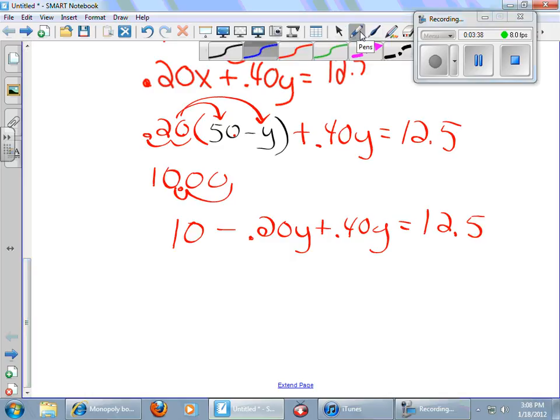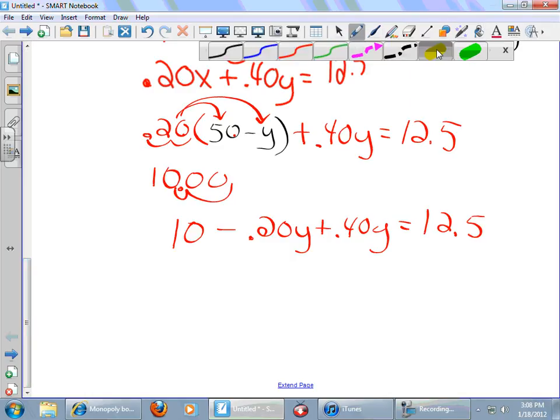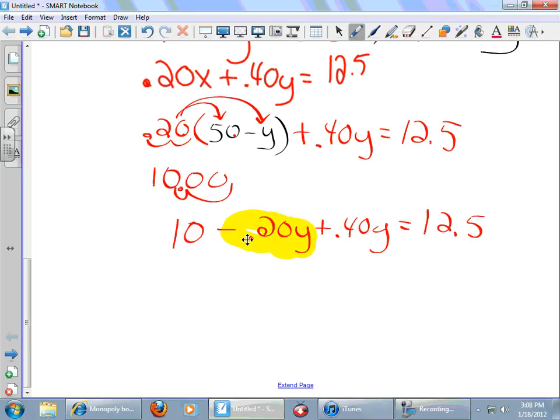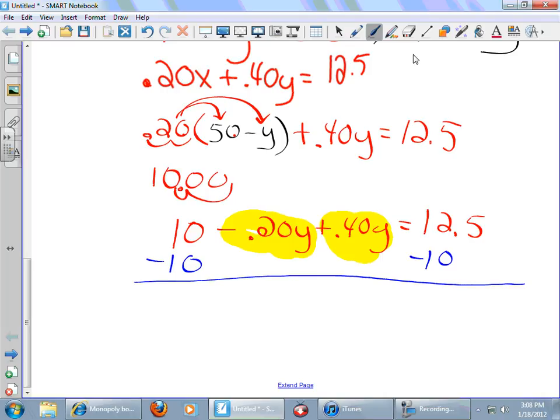Notice I've got some like terms here. And like terms, I'll put those together, and at the same time I'll go ahead and subtract 10 from each side. I'm doing 2 steps at once. I expect you to be able to handle that. And so when I combine things, this is going to become a positive 0.20y, and that's going to become a 2.5. All right, going to divide each side by 0.20.